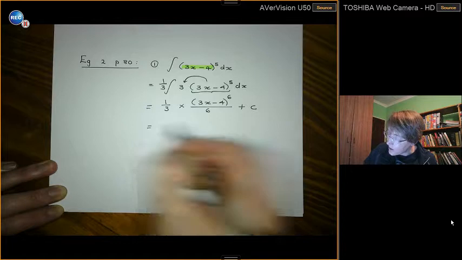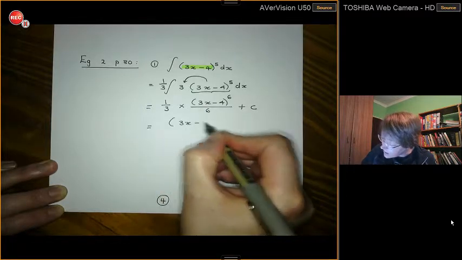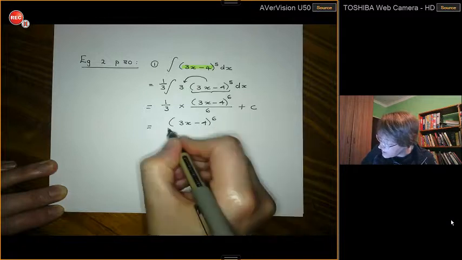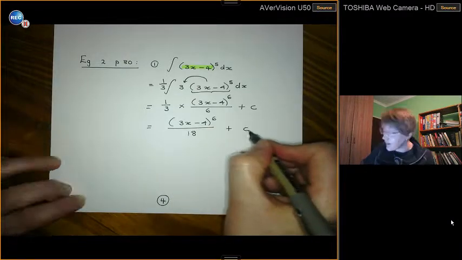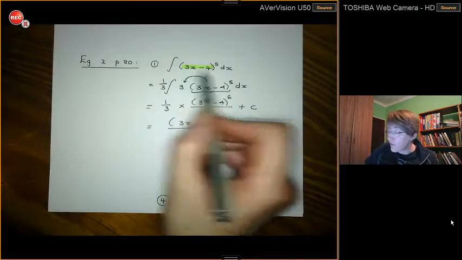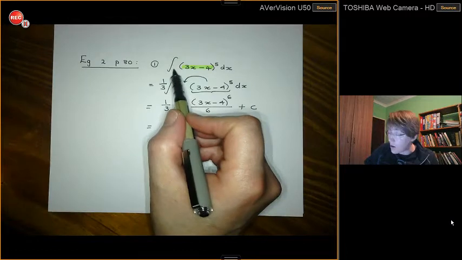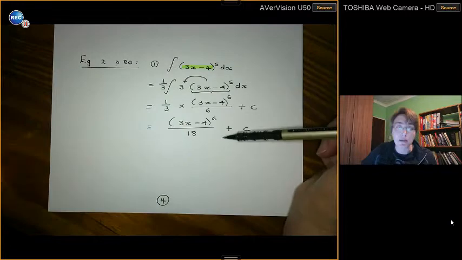And I can just clean it up by multiplying the coefficients, meaning it's 3x minus 4 to the power of 6 over 3 times 6, which is 18, plus c. And that is something very simple and straightforward, where if you have a compound function but nothing's been multiplied by the compound function, as long as the derivative of the inside function is a constant, you can treat it as though you would any type of reverse chain rule sum.